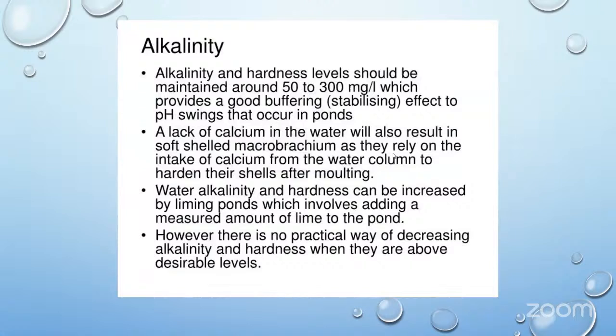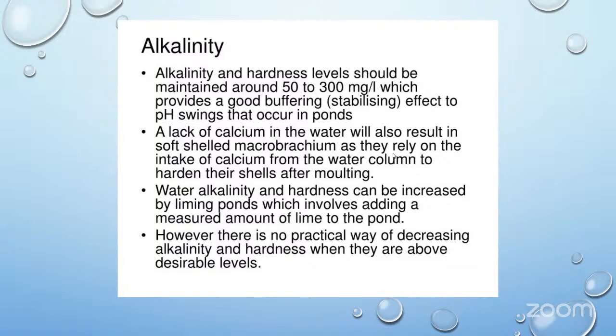Alkalinity and hardness levels should be maintained around 50 to 300 mg per liter, which provides a good buffering effect to pH swings that occur in ponds. A lack of calcium in the water will also result in soft-shelled Macrobrachium, as they rely on the intake of calcium from the water column to harden their shells after molting.